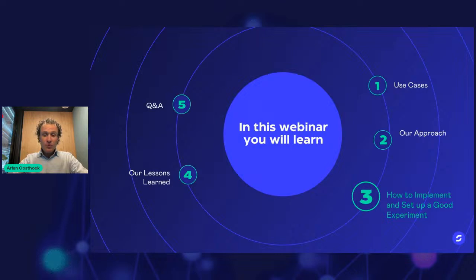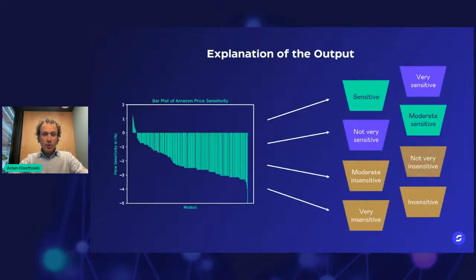The next chapter is about how to implement it and to set up a good experiment. As already said, we divide all the products that have a sensitivity score into buckets. In this case, we have 8 different buckets, and these buckets are connected to a price change. The very sensitive buckets get the highest discount, and the very insensitive bucket gets the highest markup. And in between, we have some other percentages to also test the more moderate scores.